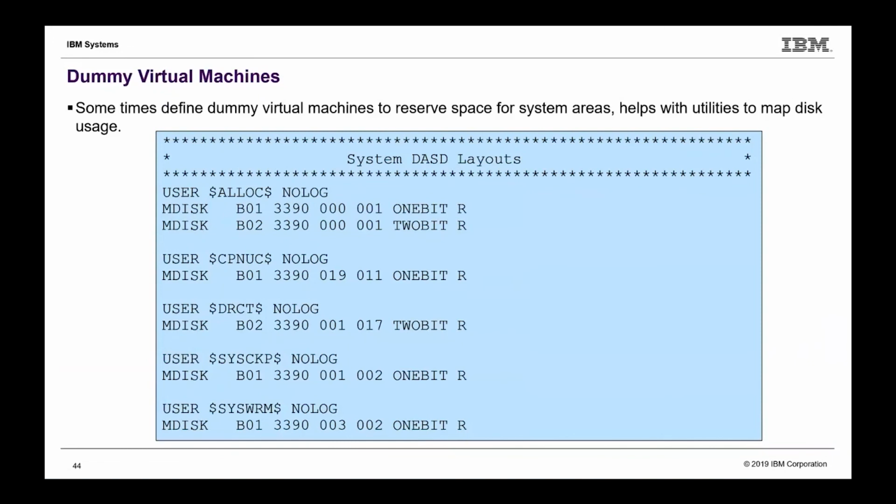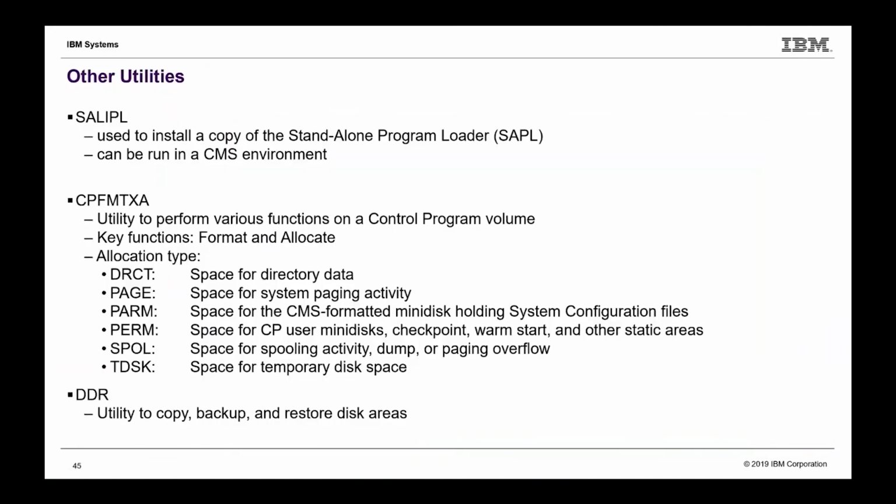Right? Okay. So real quickly, just some other utilities that come into play. I already mentioned SAPL. That's what installs a copy of the standalone program loader, or SAPL. We'll often run that in a CMS environment, or at least in our exercises we will. And then something called CP Format XA, or CPFMT XA, which is what we're going to use to format and allocate disk space for different purposes.